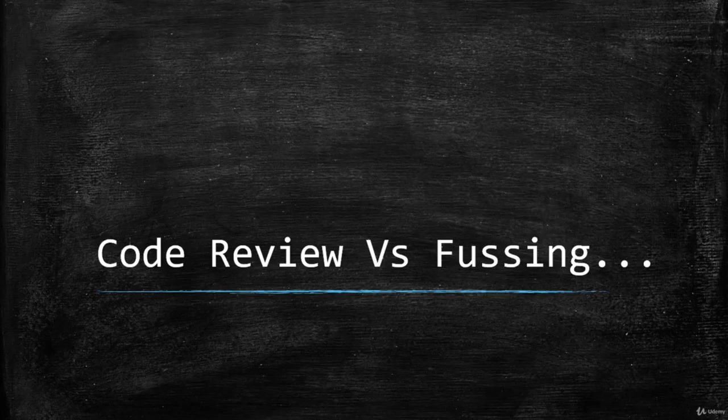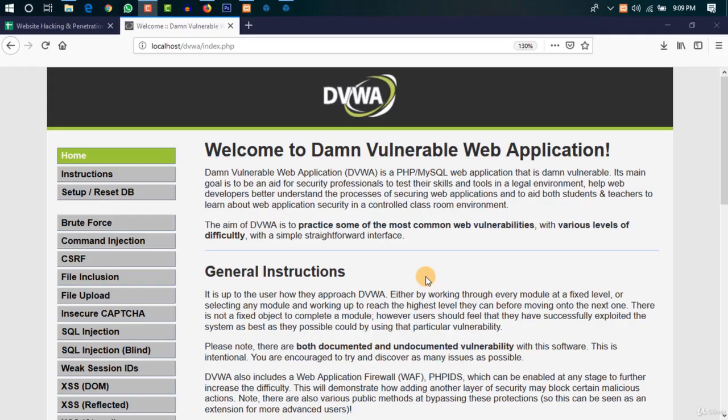Hello everyone, this is Sagar from UpDegree, and in this lecture we will be talking about the difference between source code review and fuzzing. These are two terms which you will hear a lot in this industry, and they depend on the type of penetration testing you are doing. Web application penetration testing can be done in three major types: black box testing, white box testing, and gray box testing.